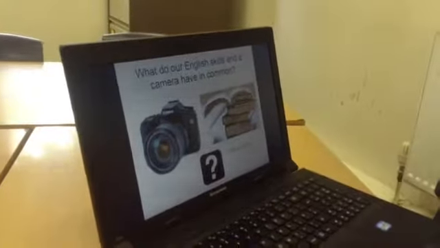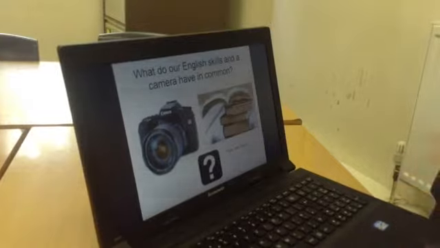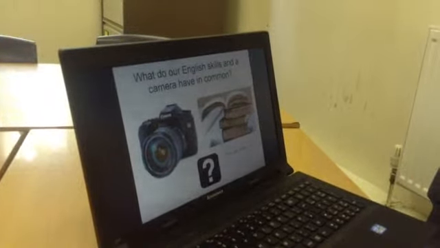I used analogies, so if you remember Kent had the one likening Hogwarts to the lungs, I likened English skills to a camera, and students had to think, what they'd just done in English, how similar was it to the functions of a camera, and they came up with some ideas that I couldn't even dream of considering.